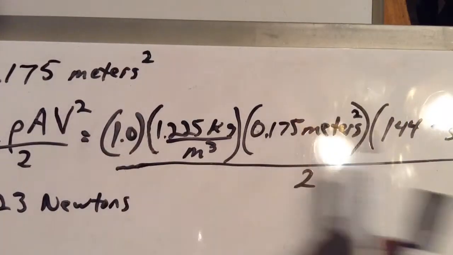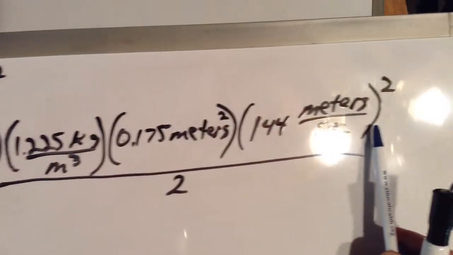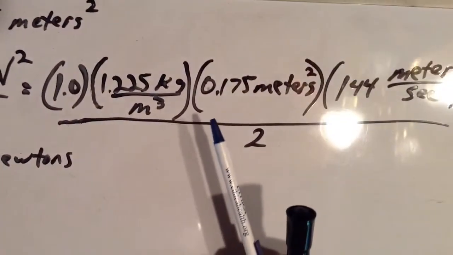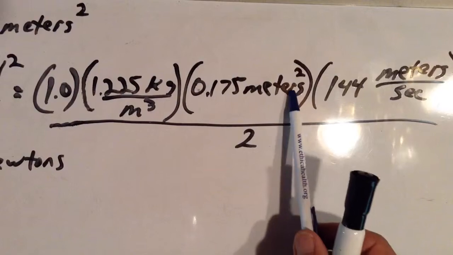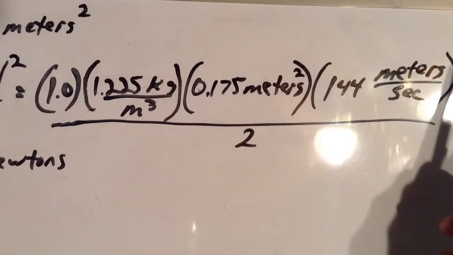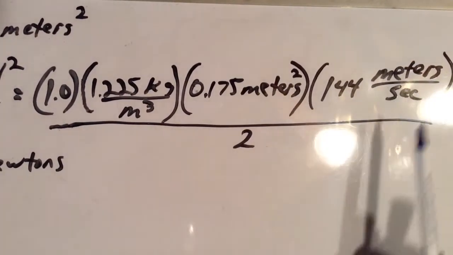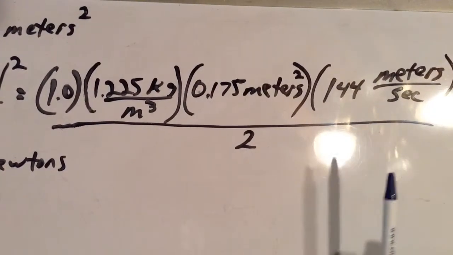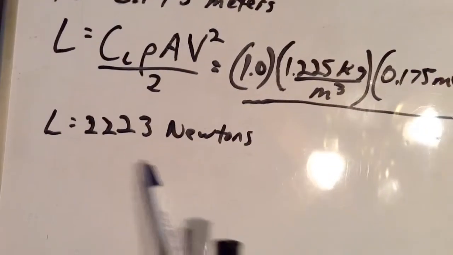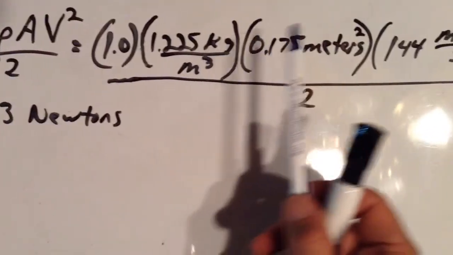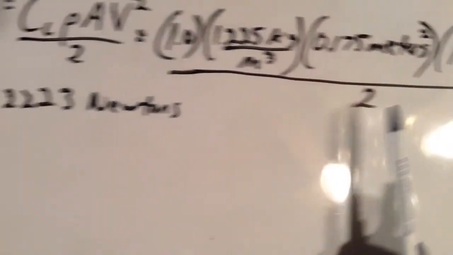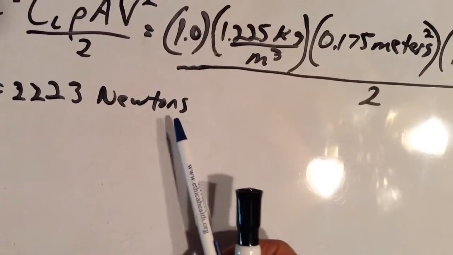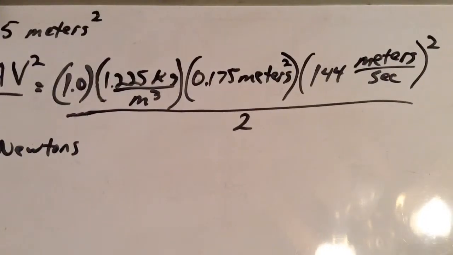And the velocity, 144 meters per second, which all gets squared, divided by 2. And as you can see, our units work out now. Kilogram, meter squared again, because all that gets squared, per second squared, divided by meters cubed gives us kilogram meters per second squared, which is what a Newton is. Our answer, that times that times that times that times that again, equals 2,223 kilogram meters per second squared, or Newtons. Okay, let's move on.